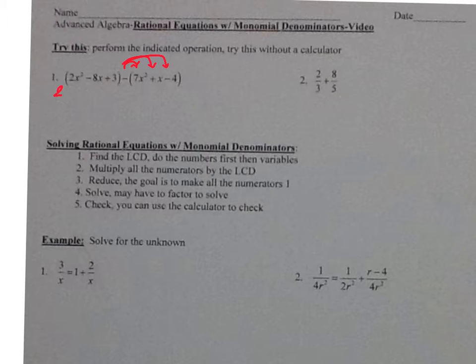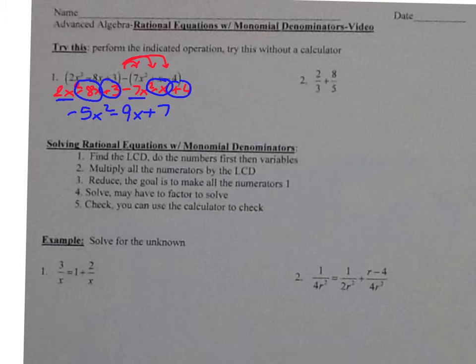So I'm going to keep the first parentheses the same. So that's 2x squared minus 8x plus 3, minus 7x squared minus x plus 4. Now combine like terms. So we have 2x squared minus 7x squared is negative 5x squared. Negative 8x minus 1x is negative 9x. And positive 3 plus 4 is positive 7.